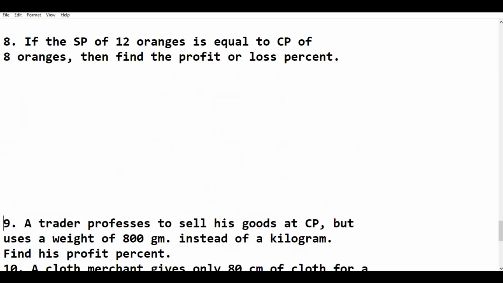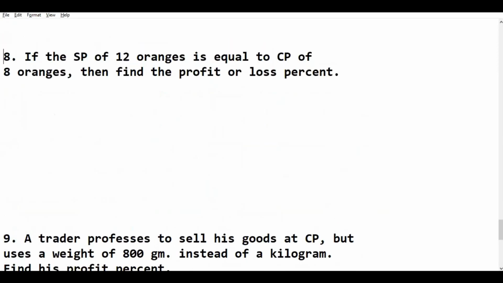If the selling price of 12 oranges equals the cost price of 8 oranges, ask yourself a question. What you need to understand is that the selling price of 12 oranges equals the cost price of 8 oranges. In a general way, you can do it. 12 SP equals 8 CP. So from this, what can you write? SP by CP equals 8 by 12.